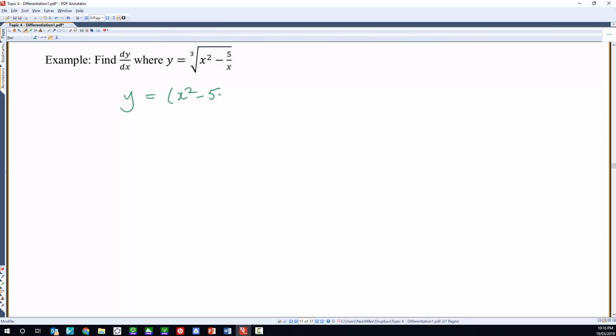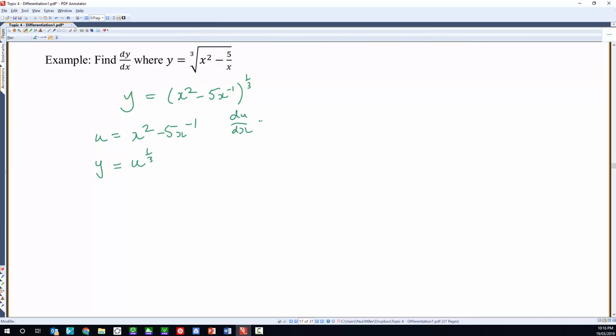So I'm going to write this as 5x to the -1, okay, using the negative index rule. And I'm also going to write that as a power. Remember, cube rooting something is the same as raising it to the 1/3. Right, so now it's all set. This is now looking very much like a composite function. So u equals x squared take 5x to the -1. y equals u to the 1/3.